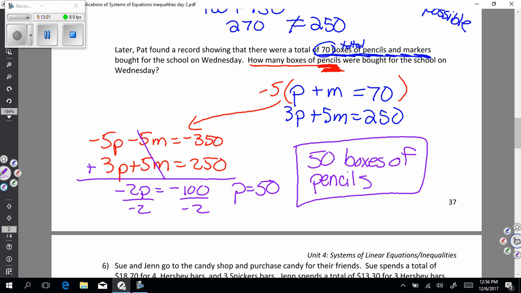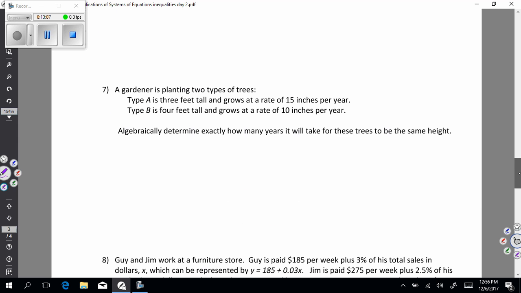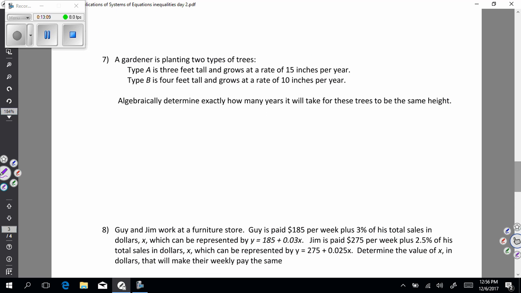Actually, number 7. It's kind of a trick in number 7, so let's take a look at number 7. I'll help you set it up, and then you'll be on your own. So a gardener is planting 2 types of trees. Something else that I really like about 7 is I'm noticing that these equations are actually in y equals mx plus b form. So many of the other equations were just like total kinds of questions.